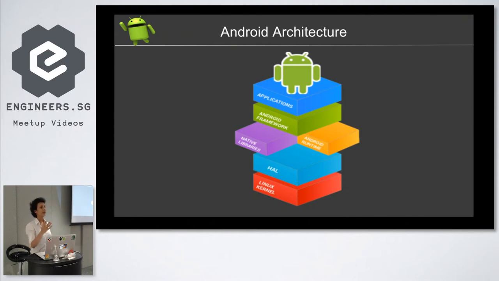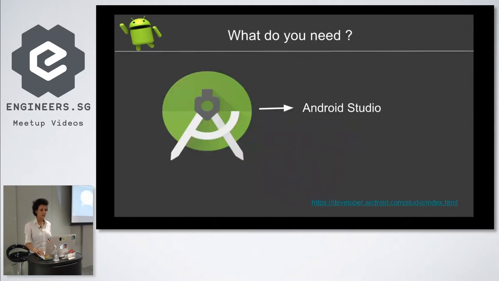Like for example, activity manager, resource manager, notification manager. How do you actually access the Android APIs in Android Studio? This is where the Android framework comes into the picture, and on top of that, any application, whether it's a system application, SMS, contacts, or your personalized applications.